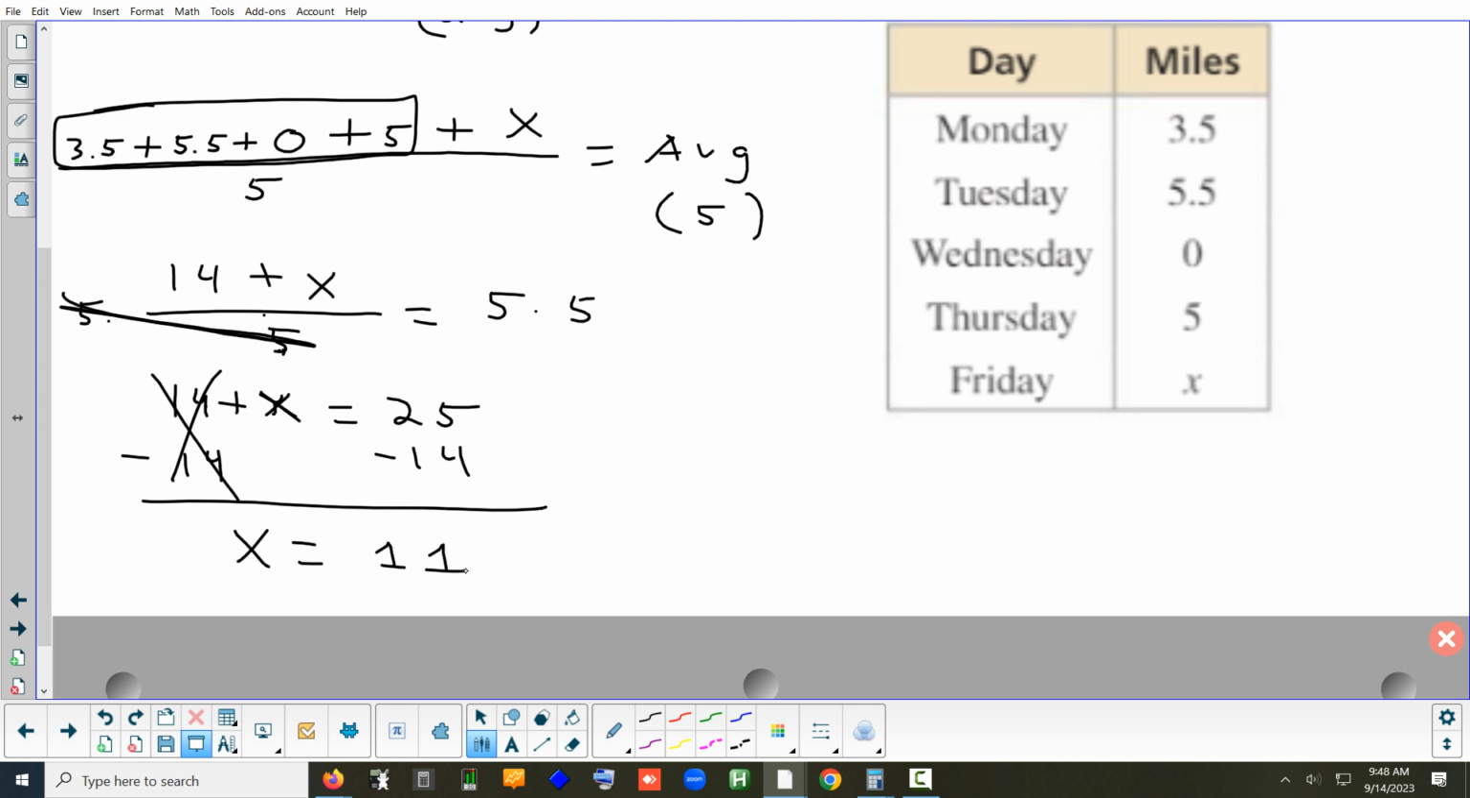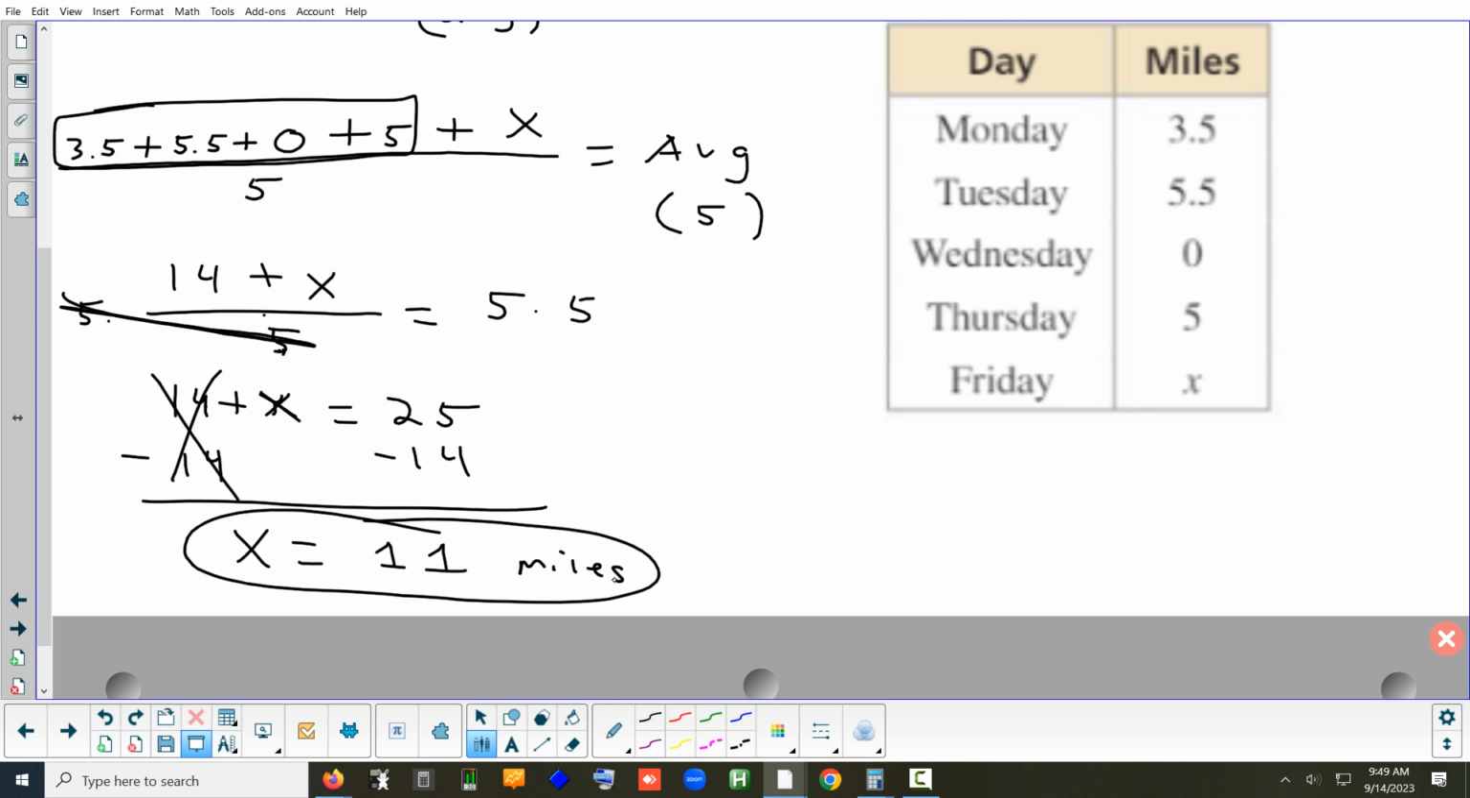So their average for the week comes out to 5. How come they have to bike so many miles on Friday to get the average to be 5? Yeah, Wednesday they took the day off and they got 0. So getting that 0 brought the average way down. So now if you want to balance that out, you're going to have to get another number that's a lot higher to bring it back up.